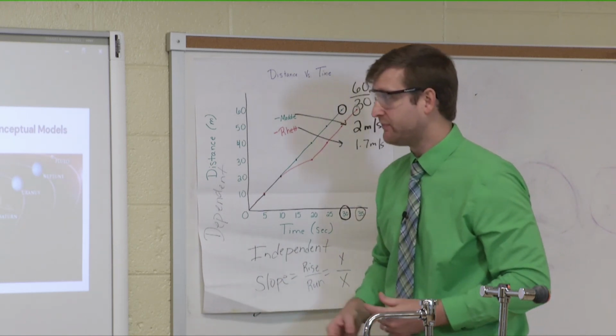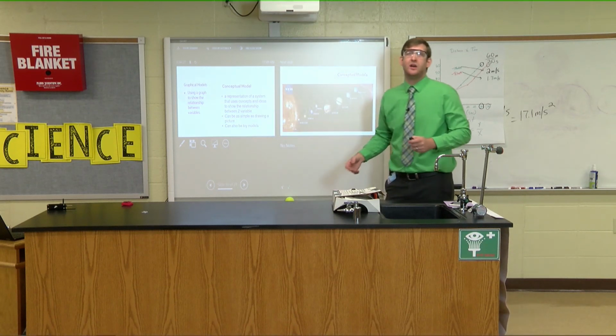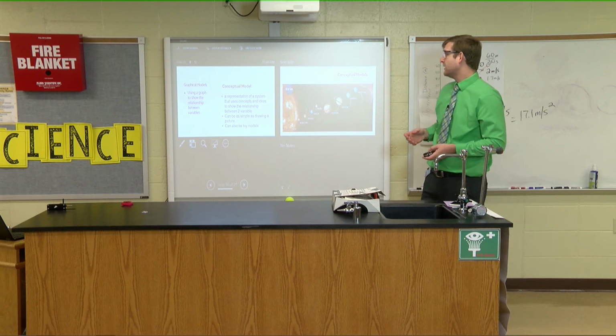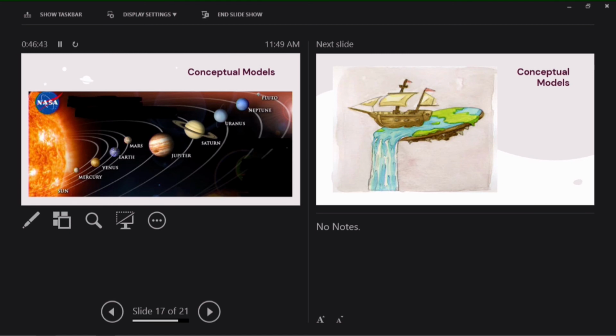All right? Moving on to conceptual models. A conceptual model is a representation of a system that uses concepts and ideas to show the relationship between 2 variables. So this can simply be a drawing or a picture, or this can be toys and models. So this first conceptual model that you see is a poster by NASA. NASA, great place. Thank you, NASA.